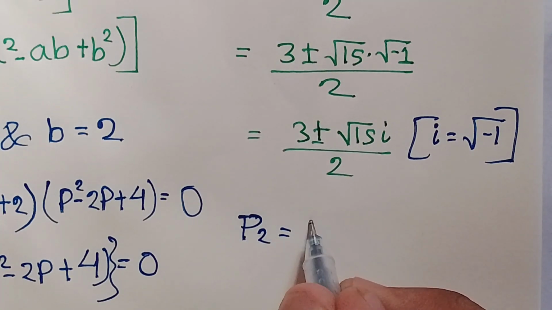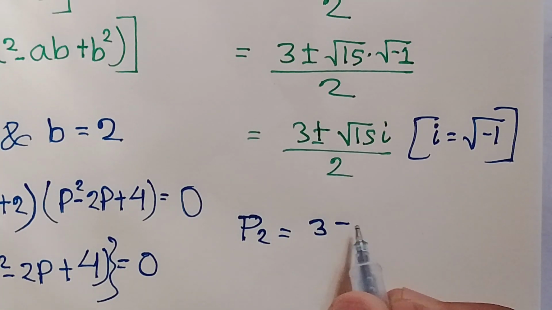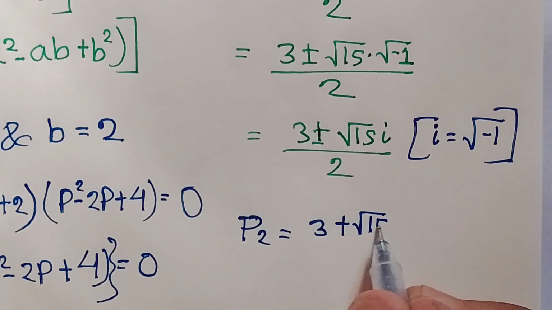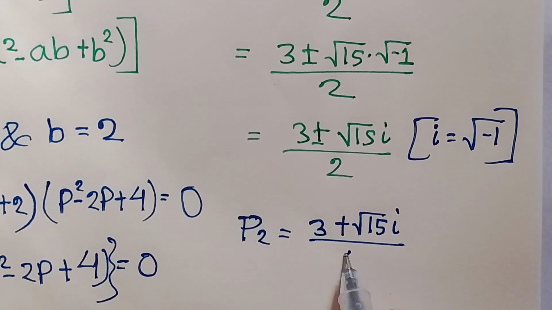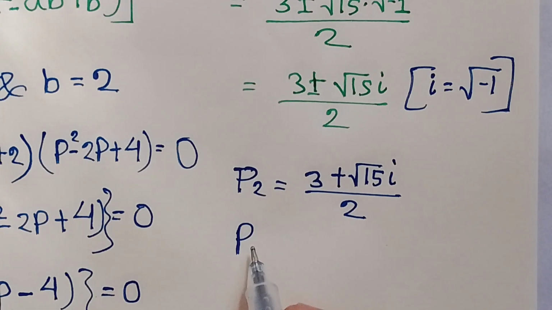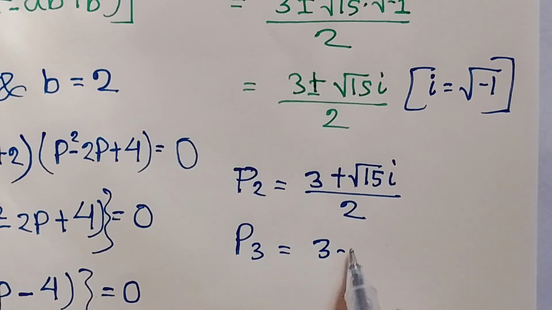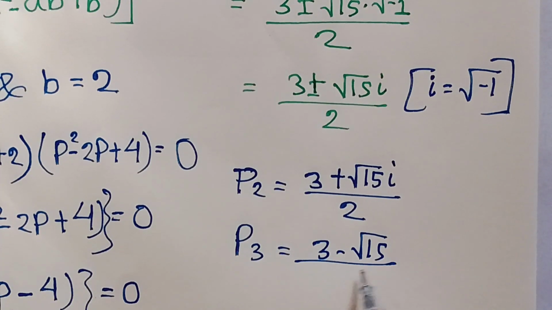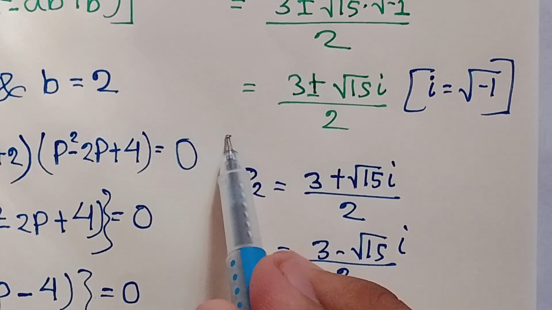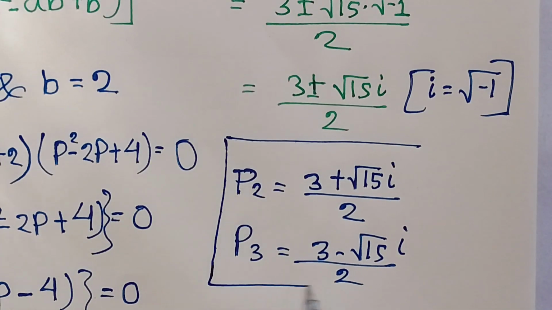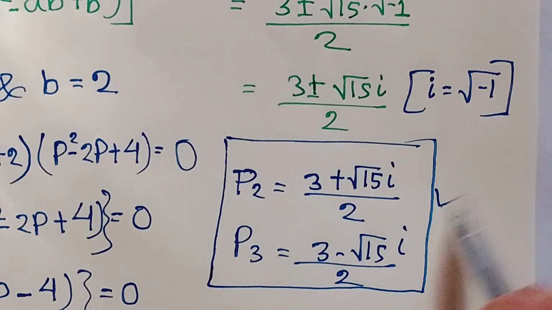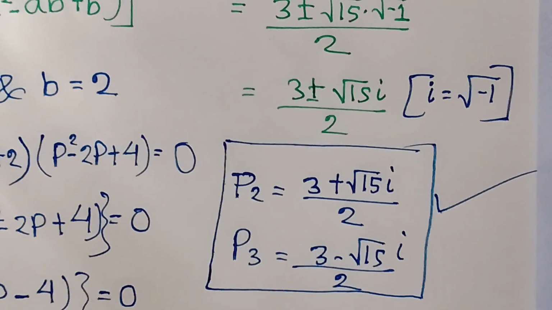So from here we get our next two values of p, which were p2 equal to 3 plus root over 15 i divided by 2, and p3 equal to 3 minus root over 15 i divided by 2. This is our final other two answers, and the first answer is p1 equal to minus 2.